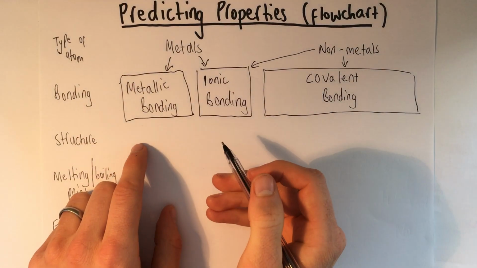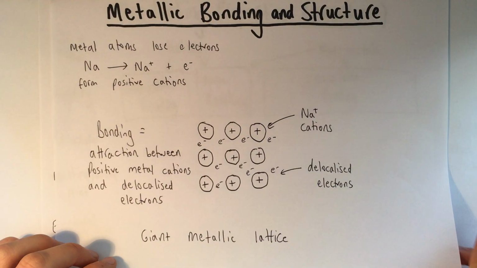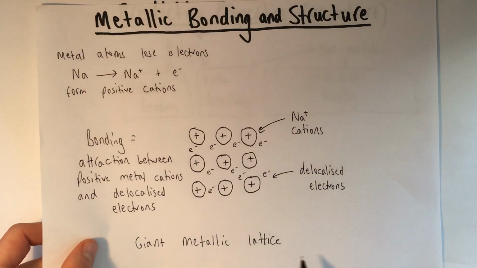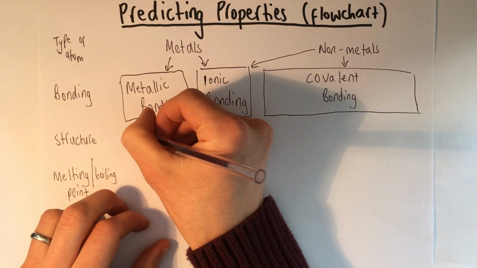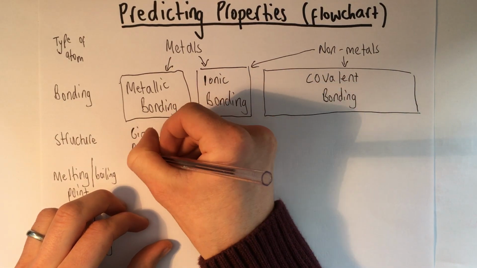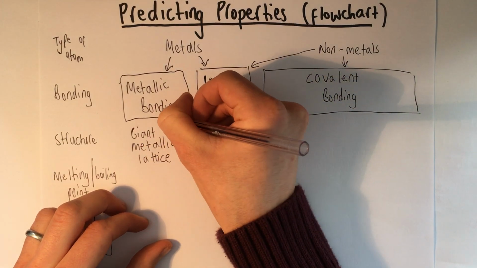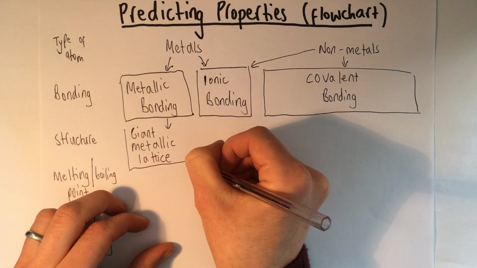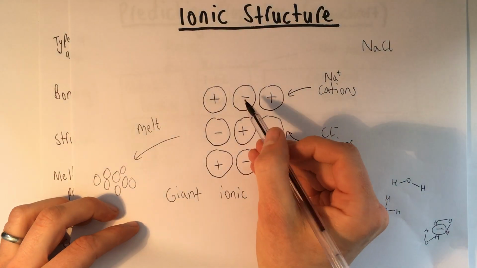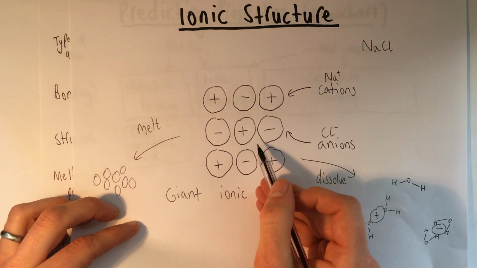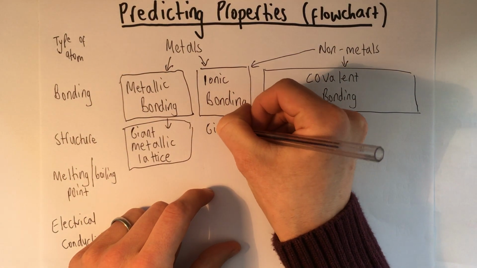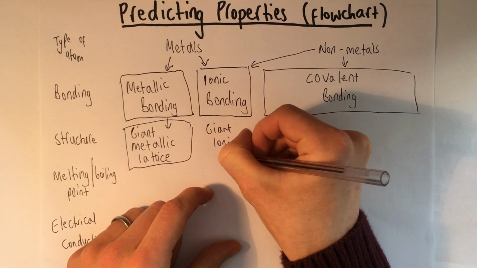Okay, then what kind of structures do we get? First of all, in metallic bonding, we get this pattern of cations in a regular arrangement with the delocalized electrons between them. It's called a giant metallic lattice. Second of all, for ionic bonding, we get a pattern of negative anions and positive cations alternating, making this giant ionic lattice. These are 3D structures. Quite similar.